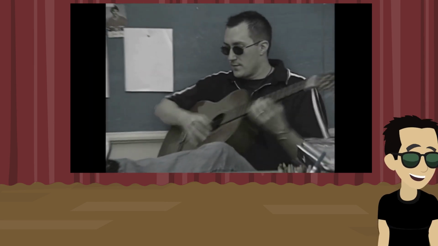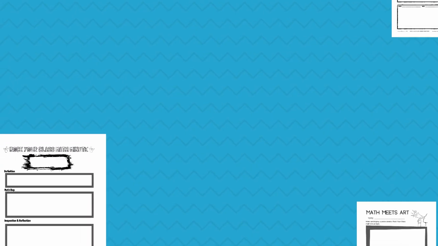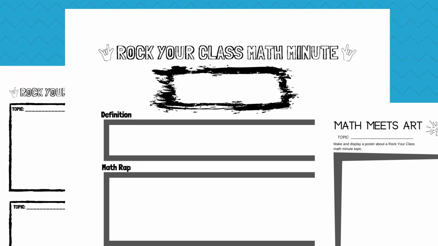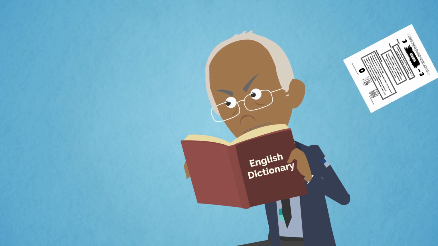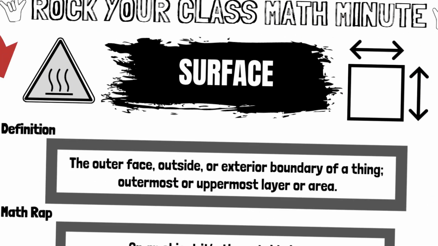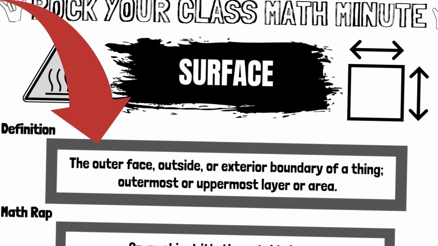Get ready for today's Math Minute topic. Surface. What does the dictionary say? The outer face, outside, or exterior boundary of a thing. Outermost or uppermost layer or area.